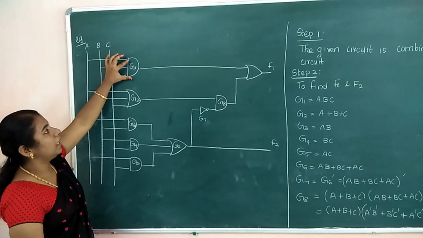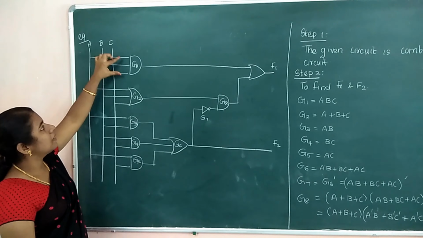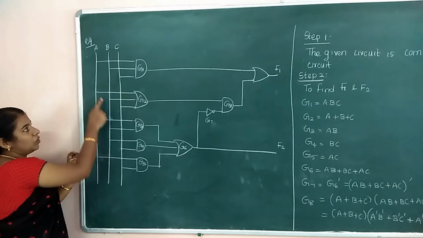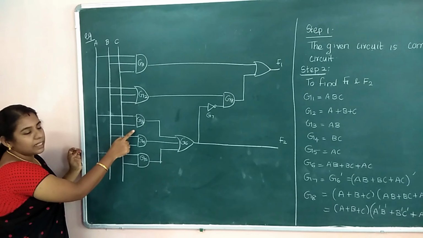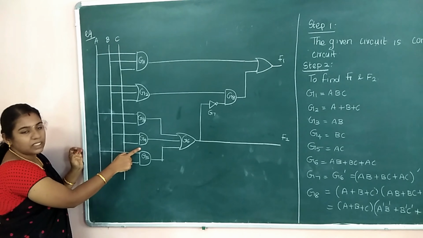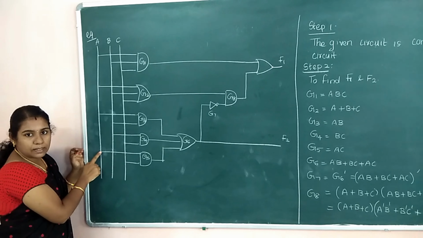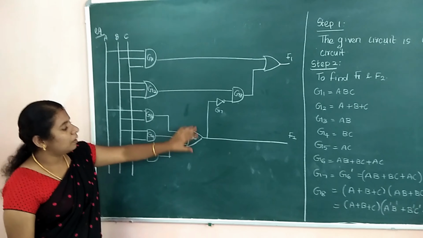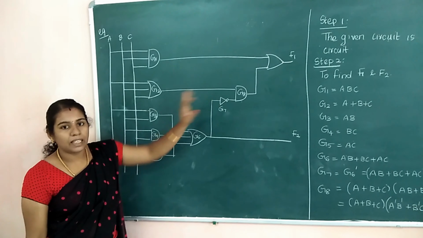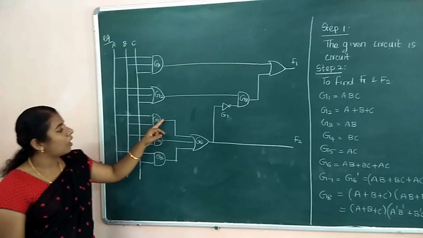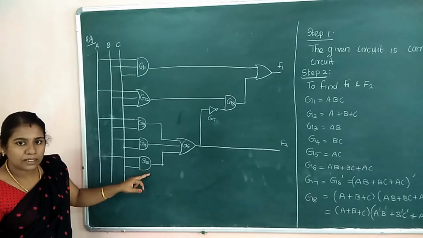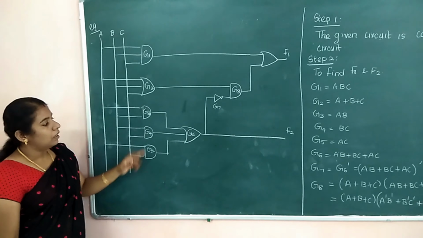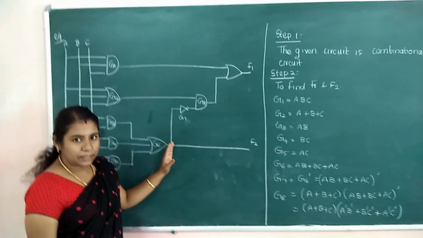Here first we want to find the value of G1. G1 is the AND operation of A, B, C and G2 is the OR operation, so A plus B plus C. G3 is A into B, G4 is B, C and G5 is A into C. Then come to the intermediate gates, which are G6, G7 and G8. G6 is the OR operation of G3, G4 and G5. So it will be AB plus BC plus AC. Like that we got the output for G6.